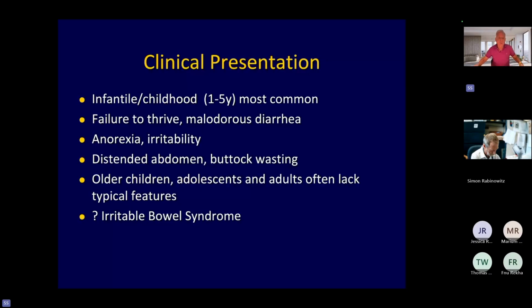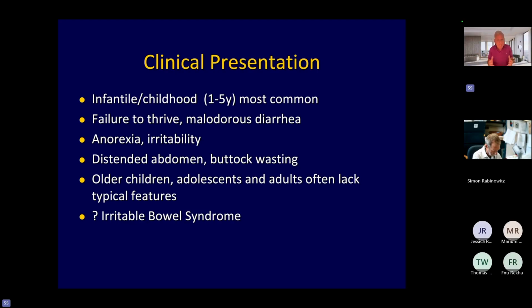I find that the most common clinical finding, certainly in the toddler age group, is these children are extraordinarily irritable. They're the child you want to give back. They may have anorexia, but they're just really hard to handle, incredible irritability. And in fact, when they're put on a gluten-free diet, generally within a week, their behavior changes dramatically. They may have a distended abdomen, buttocks wasting that I showed you earlier.